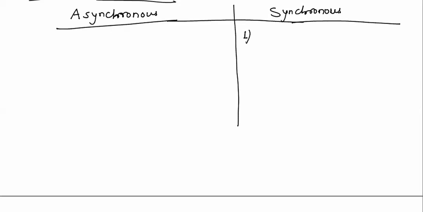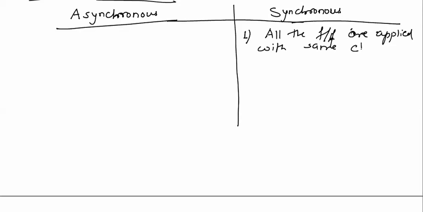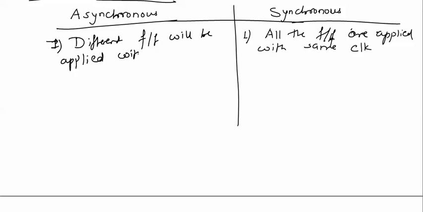In a synchronous counter, if there are 4 flip-flops, all the flip-flops are applied with the same clock. Means the same clock pulse will be applied to all the flip-flops, as we have already seen in shift registers. All the flip-flops were given the same clock. But in an asynchronous counter, different flip-flops will be applied with different clocks. Means separate clock pulses will be there for all the flip-flops.